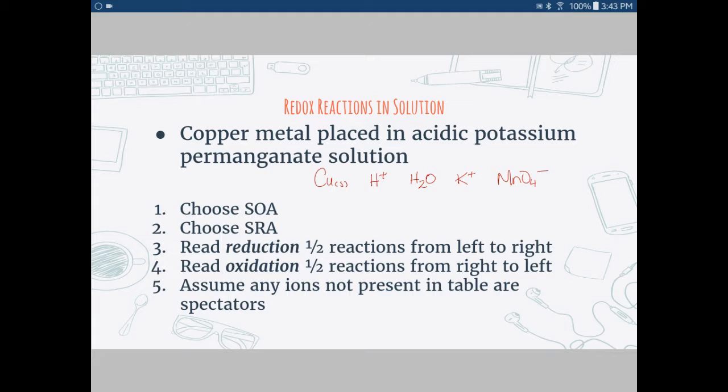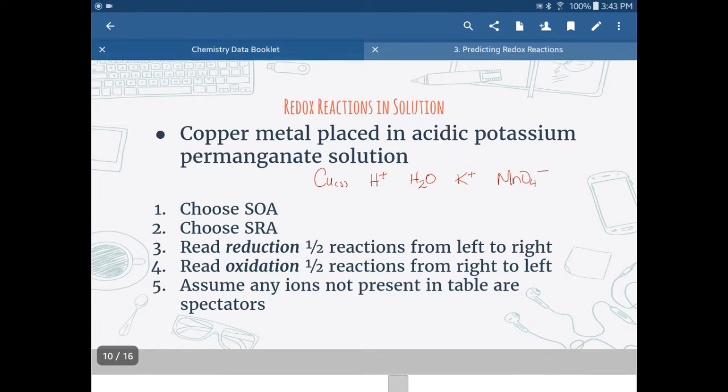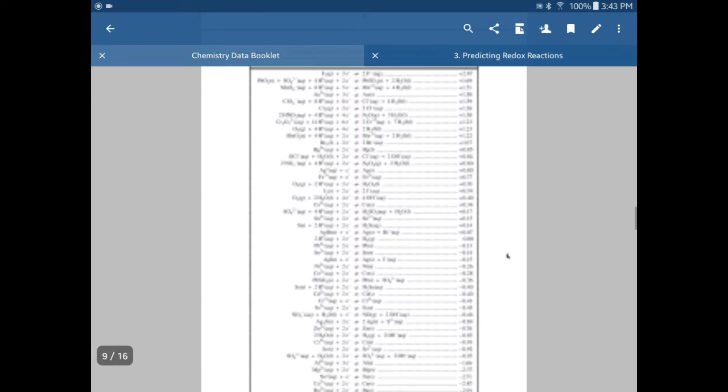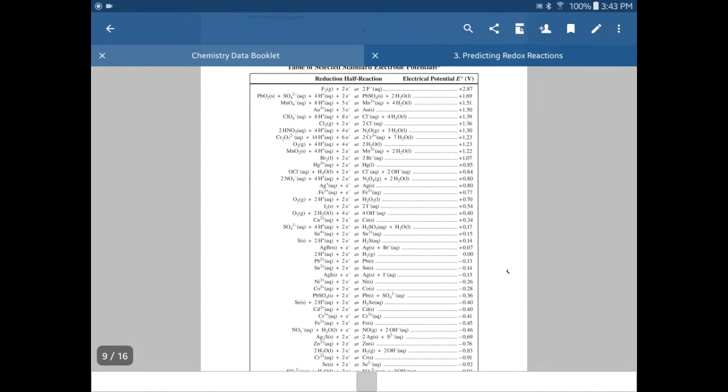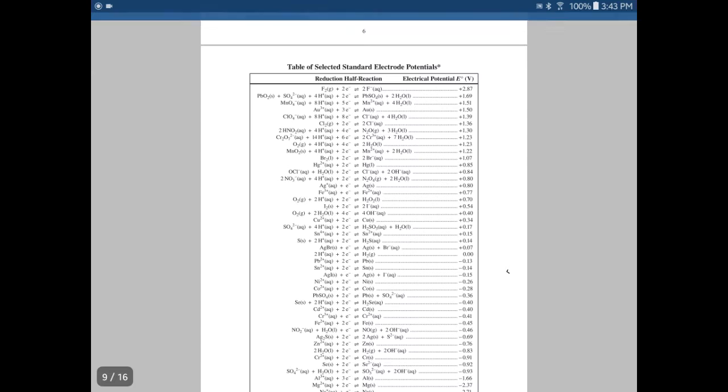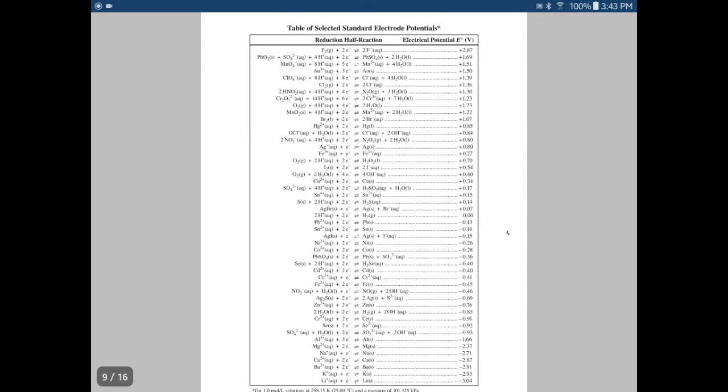Then I have to identify my strongest oxidizing agent and strongest reducing agent. Now, you might wonder, how on earth do I do that when I don't have a spontaneity table or anything like that? So I take a look at my chemistry data booklet and I turn to page 7, which has this wonderful chart of different reactions that are half reactions. And again, they're always listed as a reduction half reaction.